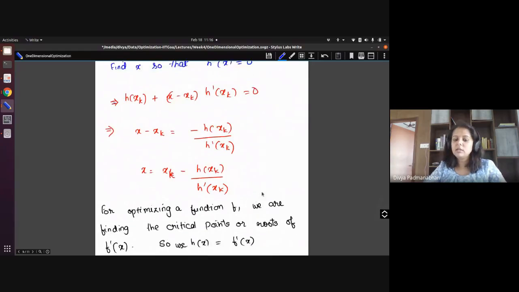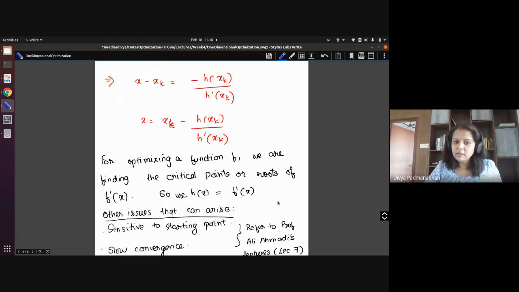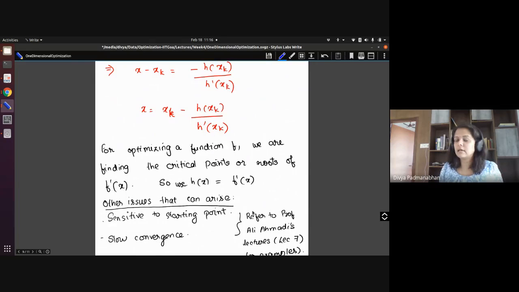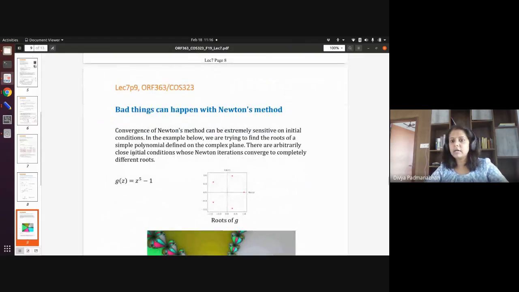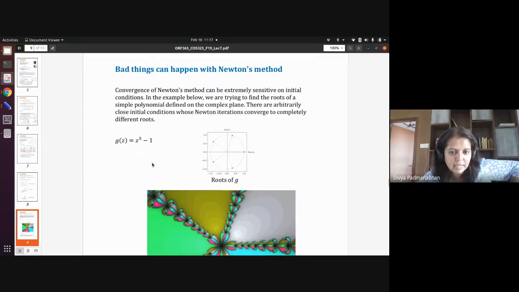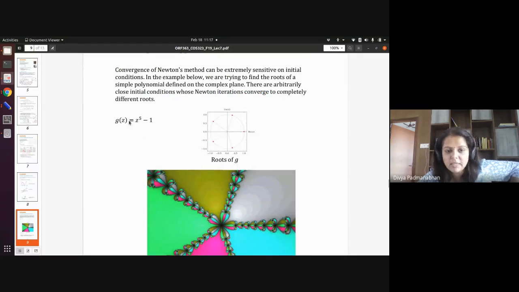One thing that I don't know if you've seen is the other issues that could arise in the case of finding the roots of an equation. I found this content in Professor Ali Ahmadi's notes quite insightful. He has taken an example for which this is a function. Here the case is you want to find the roots of g of z, not minimize it. So you want to find a point z for which z to the power 5 minus 1 is 0. You're looking at the complex plane. It turns out there are 5 roots here.